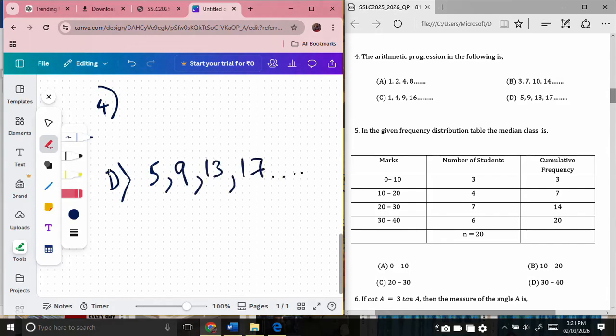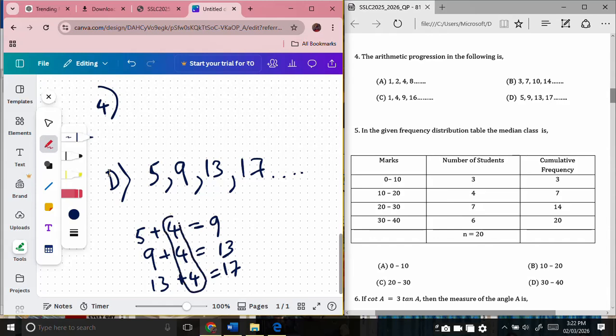Why is this correct? Because if I add 5 plus 4, it is equal to 9. Then 9 plus 4 becomes 13. 13 plus 4 is equal to 17. So here we are adding 4 to each digit for the arithmetic progression.